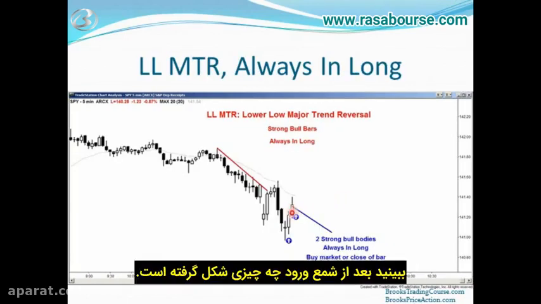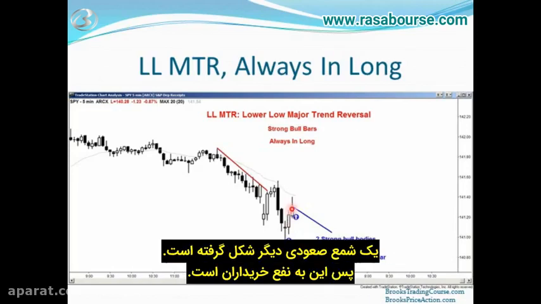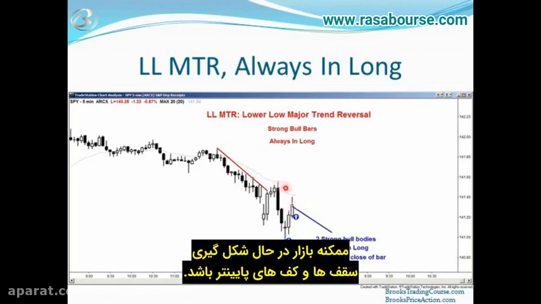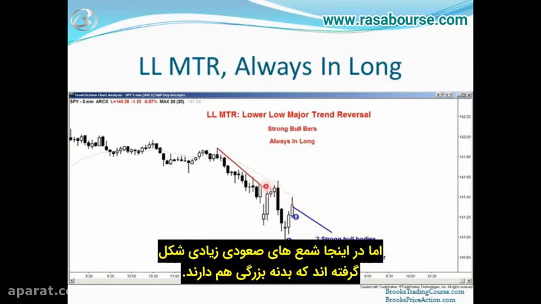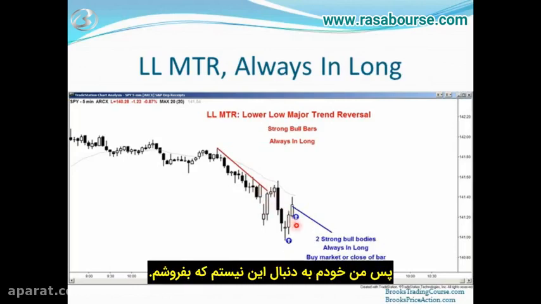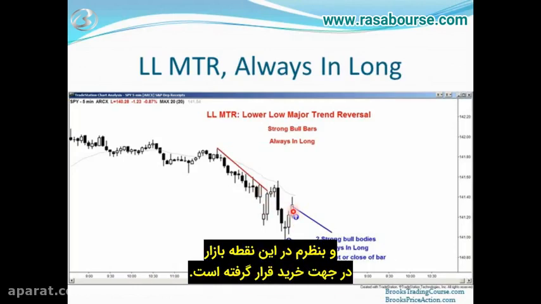Now, look what we have after our entry bar. We have another bull bar. So that's good for the bulls. We might be forming lower highs and lower lows, and we may be channeling down. But at this point, we're getting far too many bull bodies, and big bull bodies, for me to look to short. So I personally would not look to short. And at this point, I think the market's probably always in long.